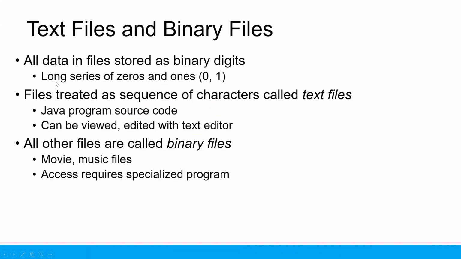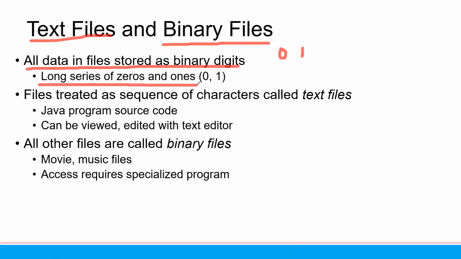There are several types of files. The first is the text file, which is something that you already learned. And we have another kind of file, which we call binary files. All data in binary files is stored as binary digits. Binary digits means 0 or 1, a long series of 0 and 1, like 0, 1, 0, 1, 1, 1, 1, 0, 1, 0, and so on.